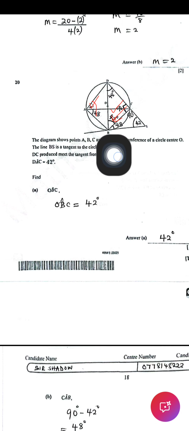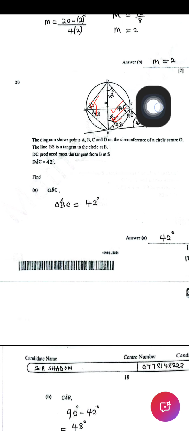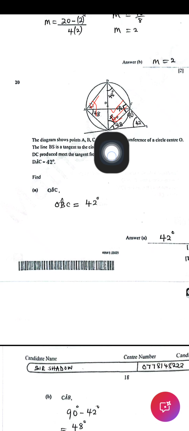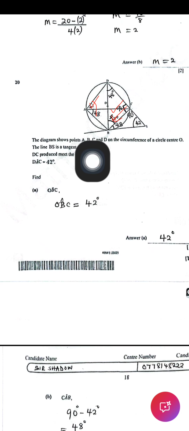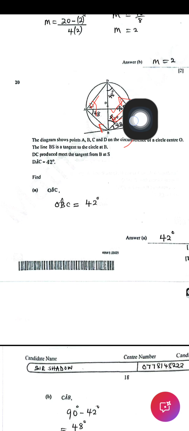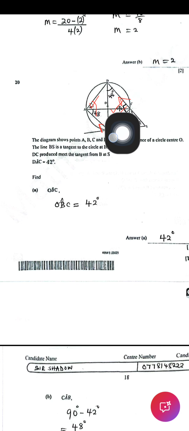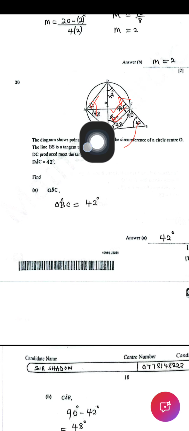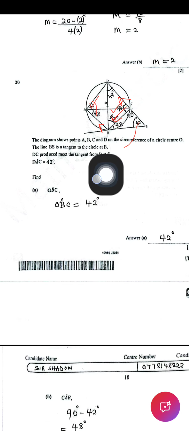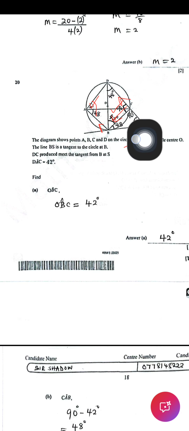We also have the chord BC. These angles from this point to this point, these two angles are equal, 48 and 48. All right, so this 48, 48, then yes, 90.